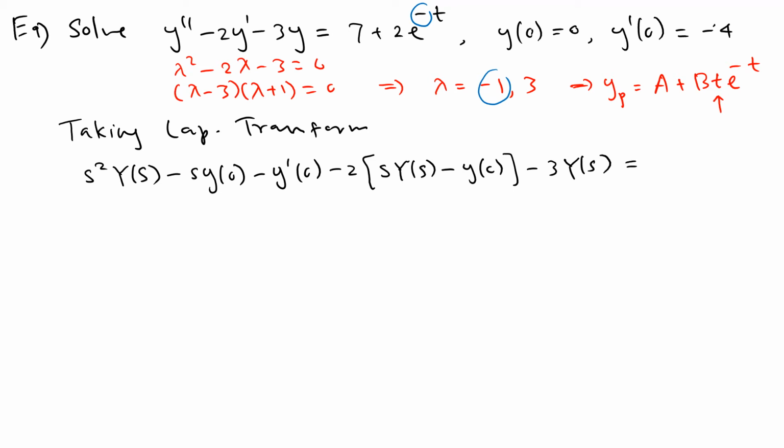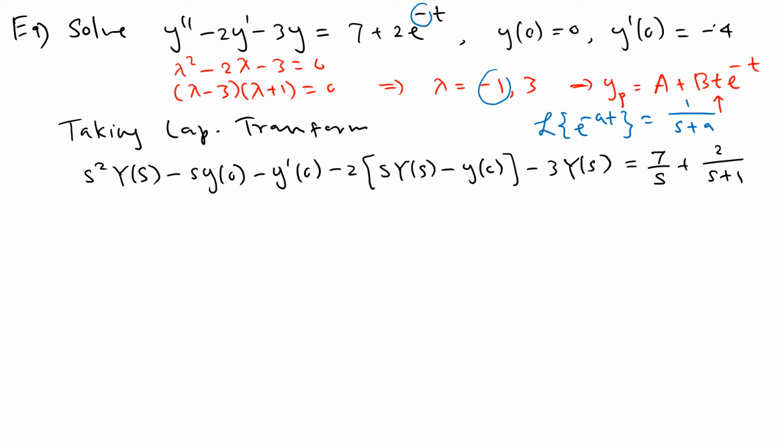And on the other side is a 7, so that means 7 over s, and then plus 2 times e to the at. E to the at, in this case a equals negative 1, so the transform is 1 over s plus 1, so that means it's going to be 2 over s plus 1 according to the formula. If you forget the formula, this is the formula we use. We know that there's a formula for the e to the at function, remember? This function transforms simply to 1 over s minus a. It's the opposite sign. Good.